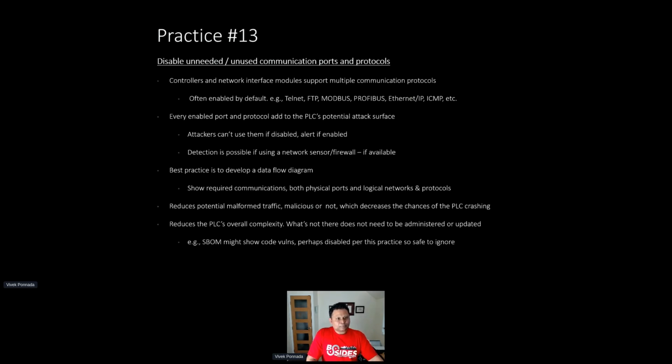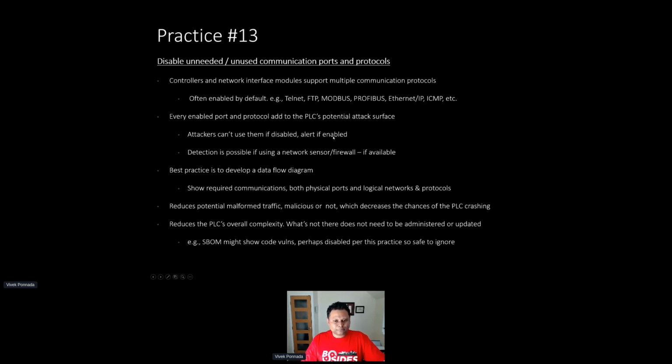Next up, practice 13, disable unneeded, unused communication ports and protocols. This too seems pretty straightforward, right? Most controllers and network interface modules support multiple communication protocols. Unfortunately, many of them are enabled by default. So whether it's Telnet or FTP, obviously we don't use them in the IT world anymore, but because historically they were used in the industrial world, they're enabled, they're available, and like I mentioned, enabled by default. But every enabled port and protocol adds to the PLC's potential attack surface. So attackers can't use them if disabled, right? They have to enable them again to use them.